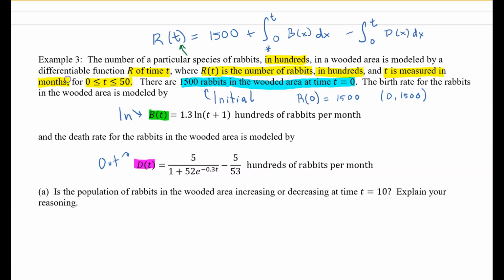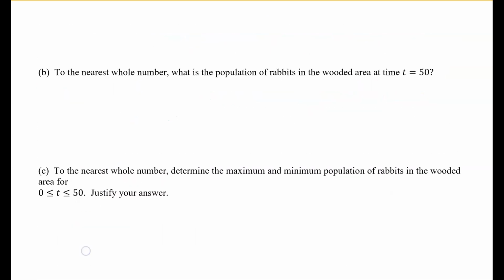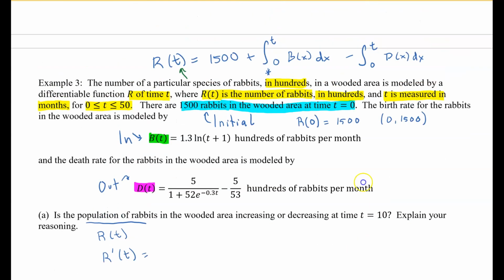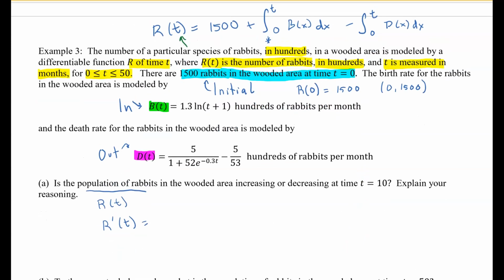Well, here we go. Is the population of rabbits in the wooded area increasing or decreasing at time t equals 0? Well, the population of rabbits, remember this is r of t, and I want to know is it increasing or decreasing? So what I'm going to look at is r prime of t, which is just b of t minus d of t, and I want to know, is this greater than or less than 0?